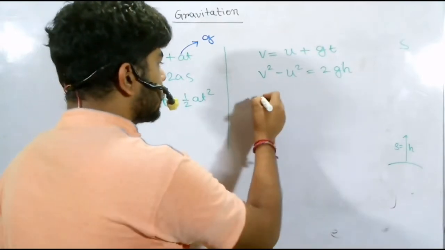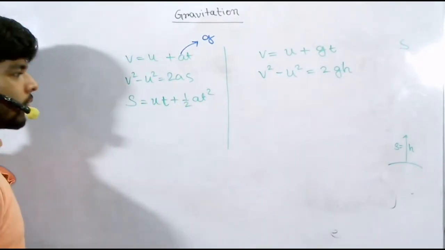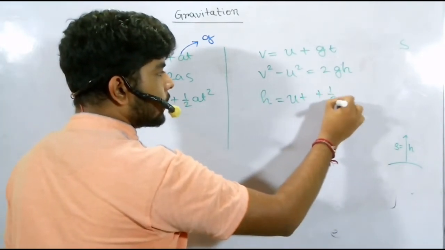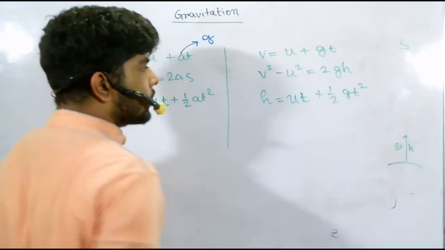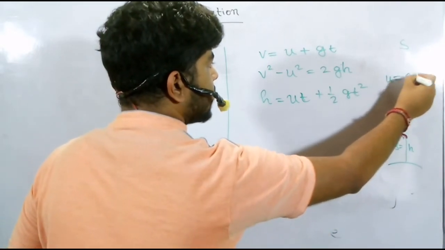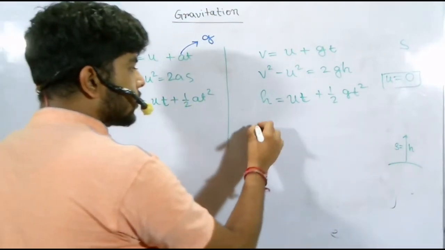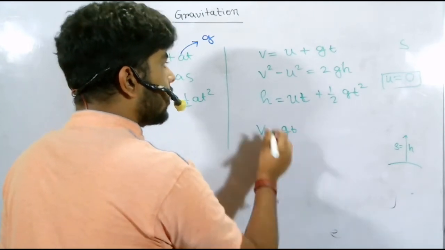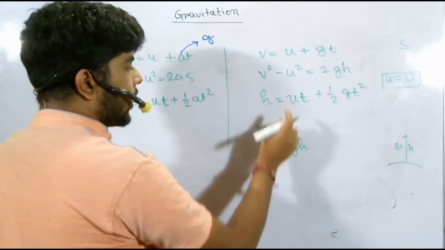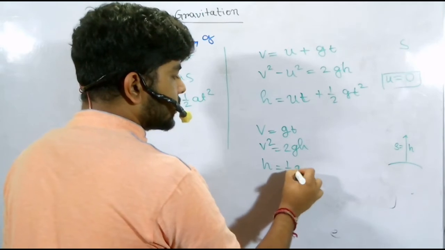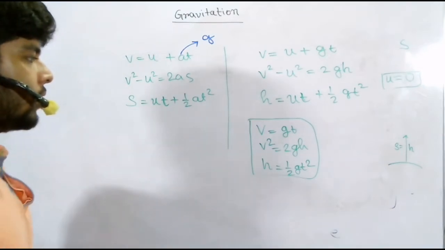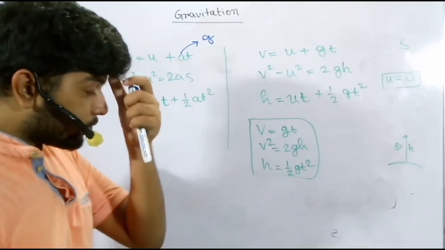What will the third equation of motion be? The third equation of motion is S equals UT plus half AT square. So here S is equal to H equals UT plus half GT square, isn't it? If the initial velocity is 0, what equations of motion do we get? V equals GT, V square equals 2GH, and H equals half GT square. These are the equations of motion under the influence of gravity.